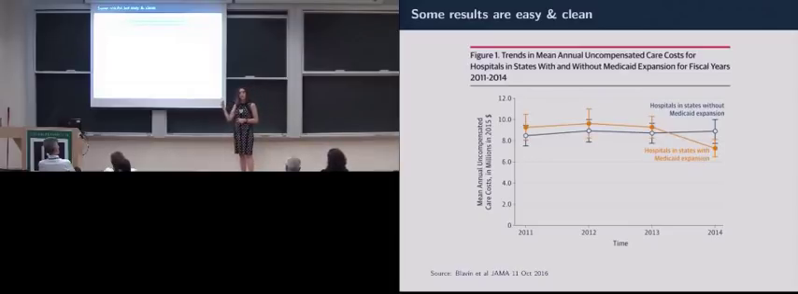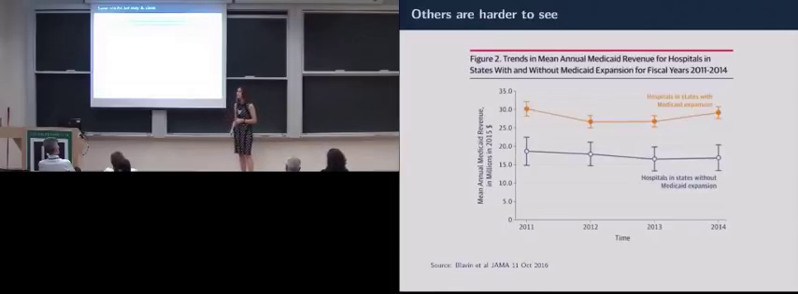And in the non-expanding states, you can see that it didn't happen. That was really easy to see, right? We could look at the graph with our eyeballs and we could tell exactly what was going on.